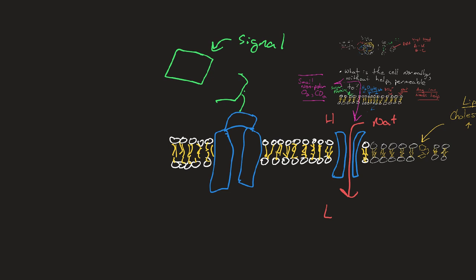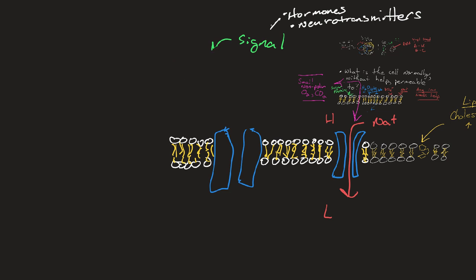What kind of things are signals? Hormones, neurotransmitters, right? So some kind of signal gets sent, and when that binds, the hydrogen bonds change, and when the hydrogen bonds change, it changes its whole shape. When that shape changes, this opens up, because the signal molecule attached to the receptor changes its shape.